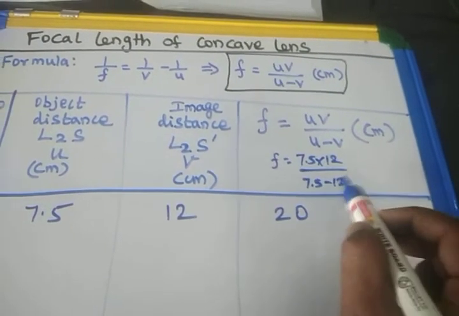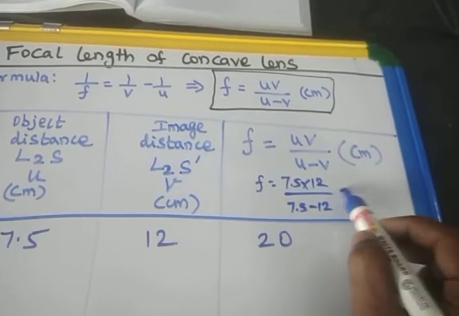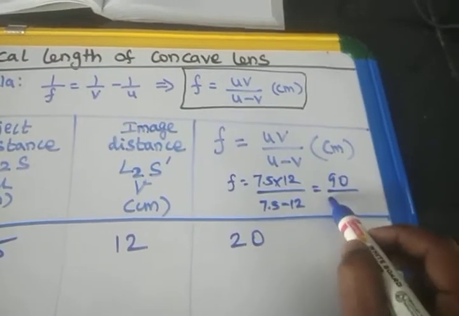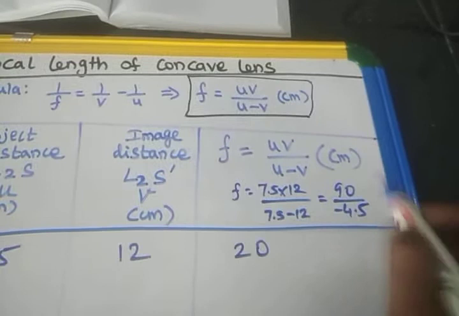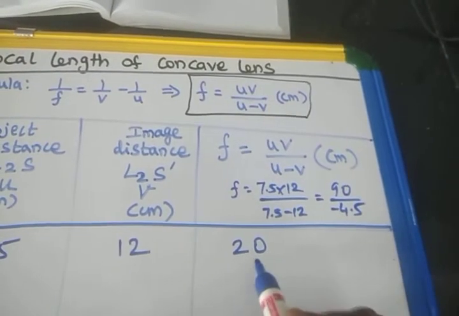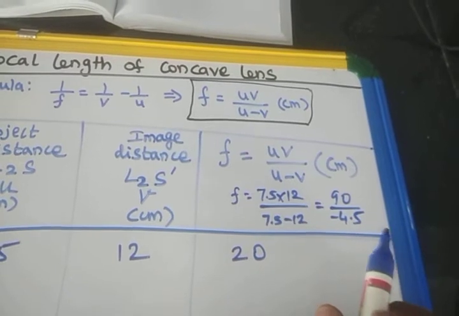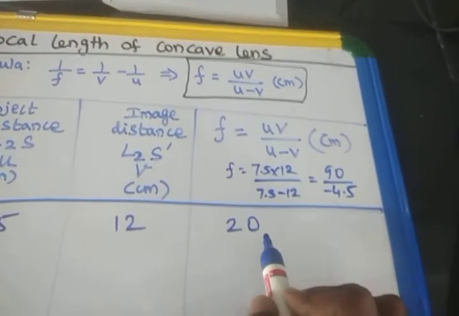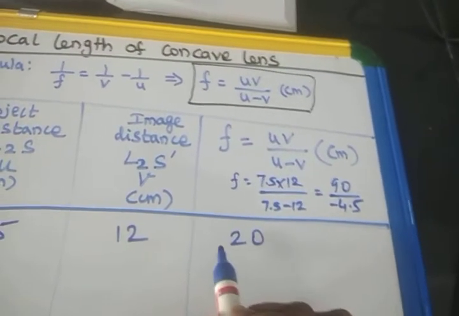7.5 minus 12. Definitely in the denominator the minus will come. That is 7.5 into 12 is 90 and this one is a minus 4.5. So if you do this calculation, we get an answer of 20 centimeter. It is in centimeter. What is the focal length sign for the concave lens? It is negative. Yes, definitely negative only comes. No need to put negative here.